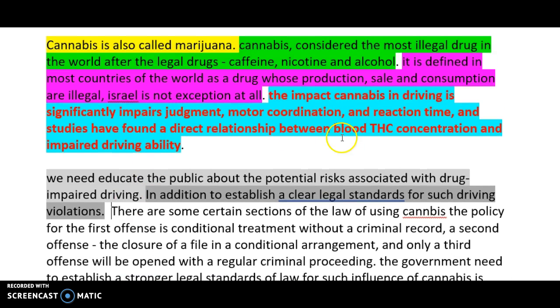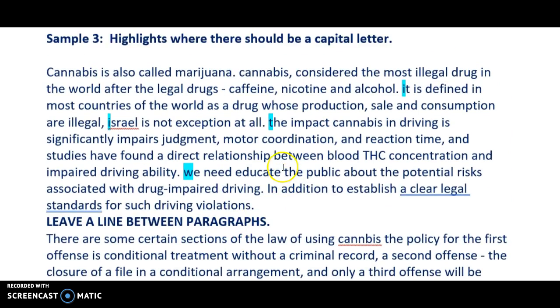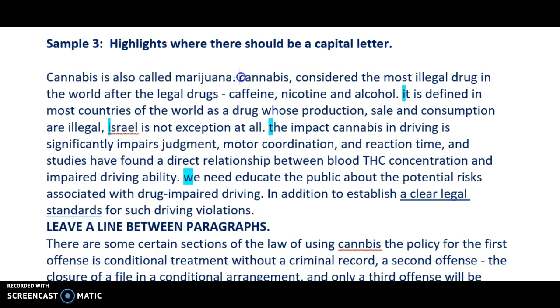If we look at the paragraph here, we've got ideas about cannabis, and then one sentence that talks about driving, and then the next sentences relate to the solution, so they should be in a completely different paragraph. When we look at the organization of information in a paragraph, we have to pay attention that all the ideas relate, for example, here to the problem, and the ideas related to the solution are in the second paragraph. Okay. Here also leave a line between paragraphs, and I've marked where, and there should be another one here.